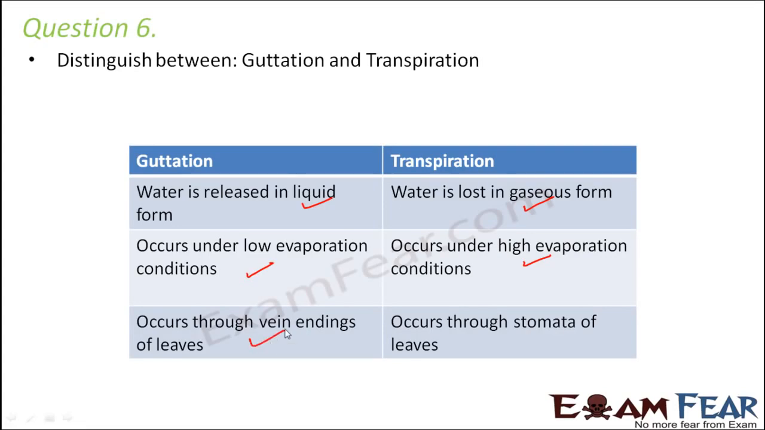Guttation occurs through vein endings of leaves, whereas transpiration occurs through stomata. So that loss of water happens through stomata. But the small droplets of water which you see are generally towards the vein endings. Like if this is your leaf, you have veins like this, right? So towards the vein endings, you often see droplets of water. You can observe it for yourself during early morning.